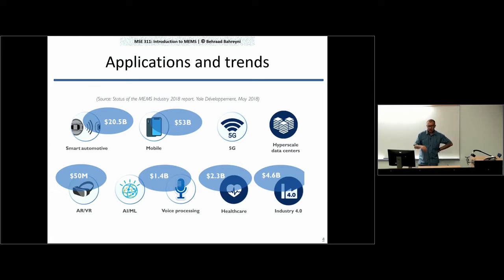AR, VR, voice processing, all of these are different segments of the market that are going to need microelectronic and microsystems, and it's just expanding. There's no stopping, right? So all of these areas are getting bigger and bigger by essentially the day. Some of it is not really there yet. Healthcare, there is a huge potential for an explosion in applications in healthcare areas. It's still not there, compared to, for example, smart automotive, it's about 10% of that, but I'm almost certain that it will surpass automotive market in the coming years.